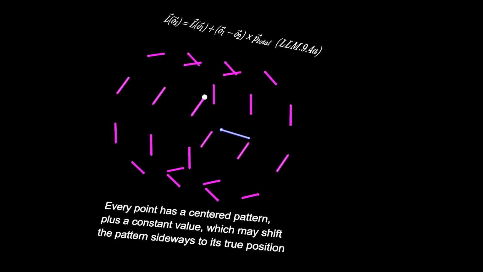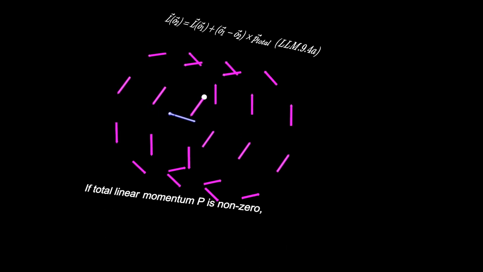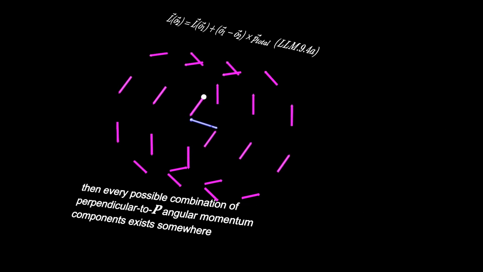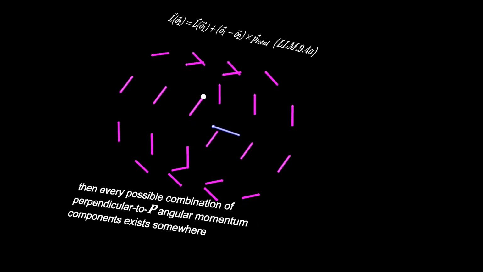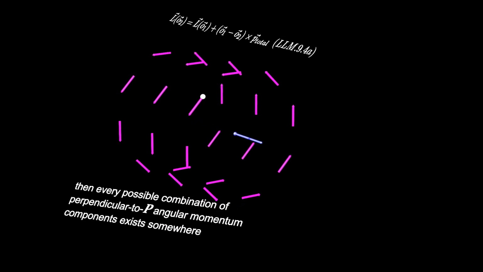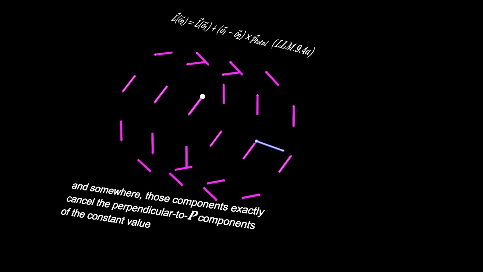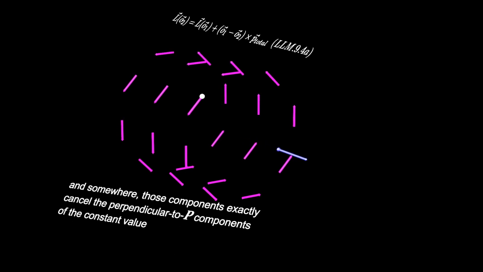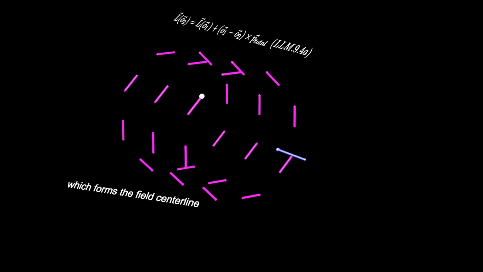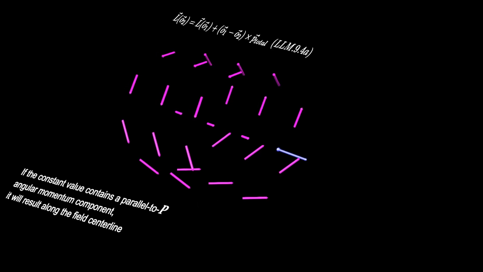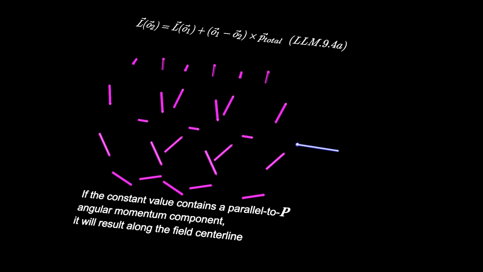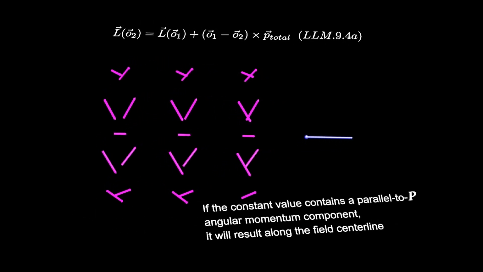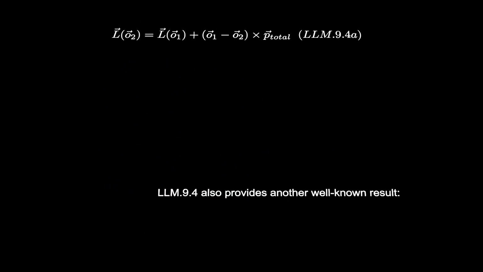If total linear momentum p is non-zero, then every possible combination of perpendicular to p angular momentum components exists somewhere, and somewhere those components exactly cancel the perpendicular to p components of the constant value, which forms the field center line. If the constant value contains a parallel to p angular momentum component, it will result along the field center line. Equation 9.4 also provides another well-known result.